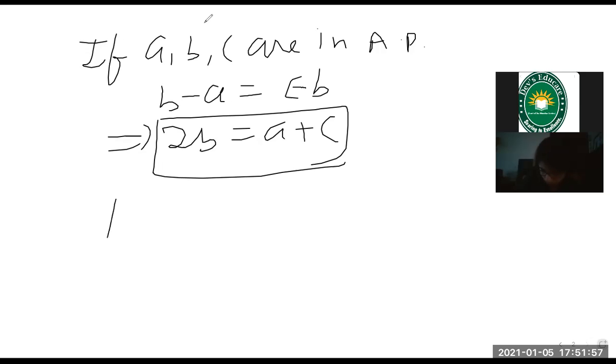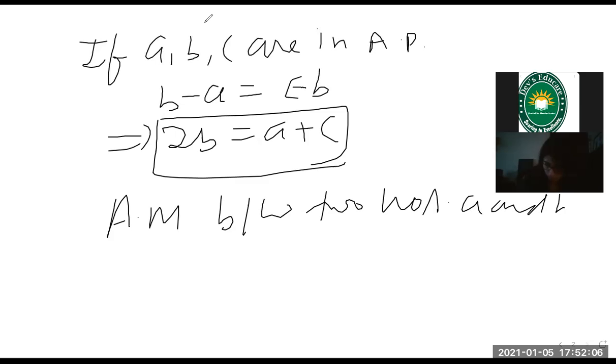Arithmetic mean between two numbers A and B is A plus B over 2. AM equals A plus B upon 2. That is the arithmetic mean.